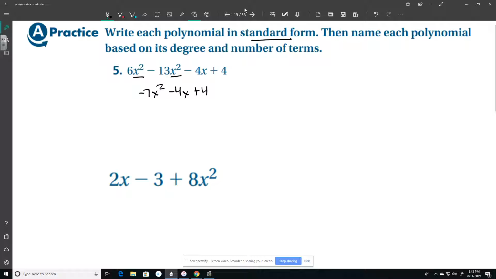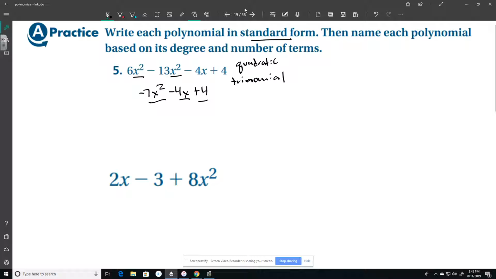And this would be a trinomial because there's 1, 2, 3 terms. And it's a quadratic trinomial because the biggest degree is 2.